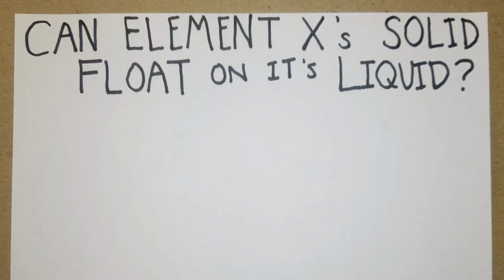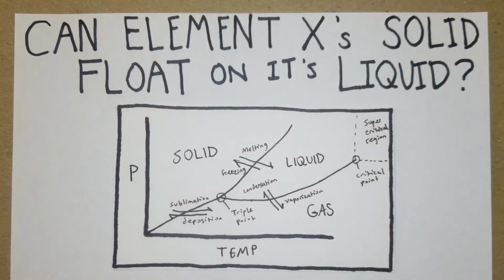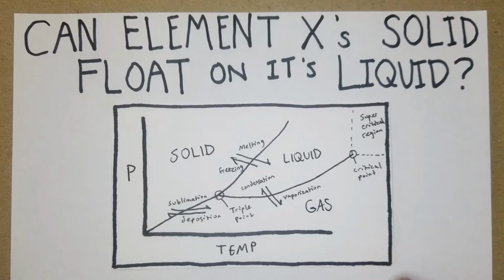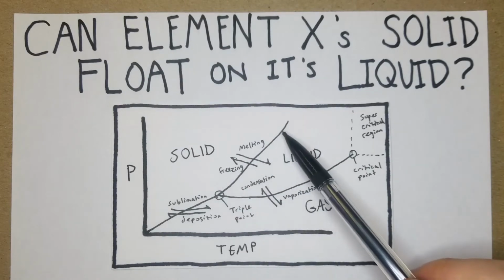How's it going, guys? In this video we're going to answer the question: can any given element's solid phase float on its own liquid phase? Now, as I'm sure you can guess, answering this question is going to have to do with phase diagrams. So here's the phase diagram that we did in the last video, and essentially what we're looking at specifically is this line right here between the solid and the liquid phases.